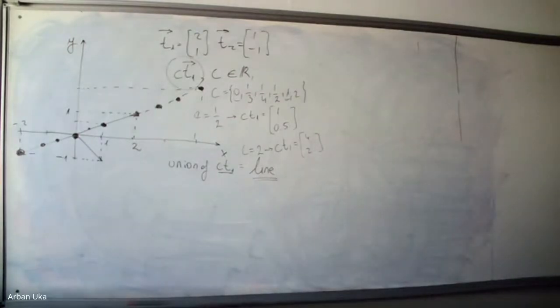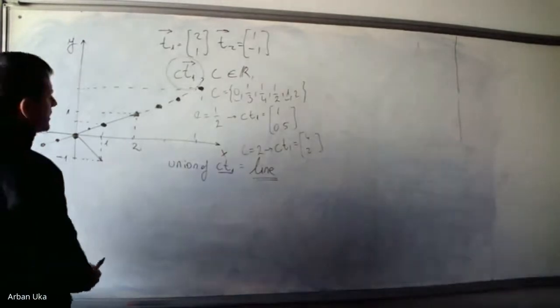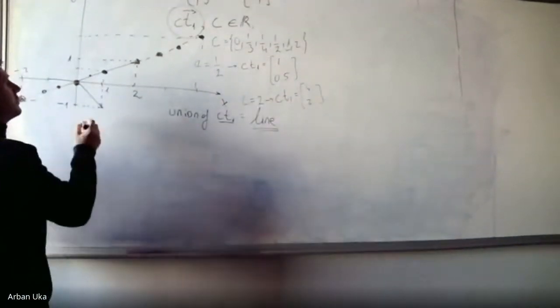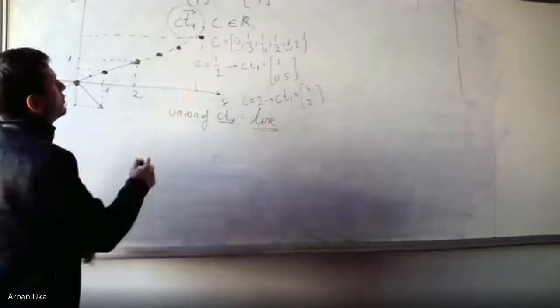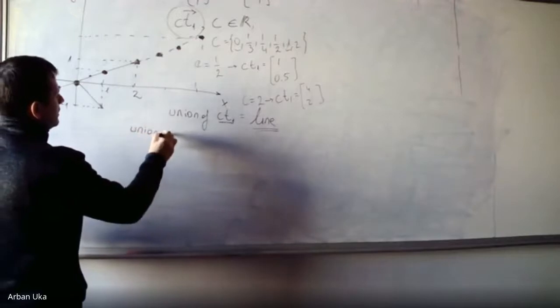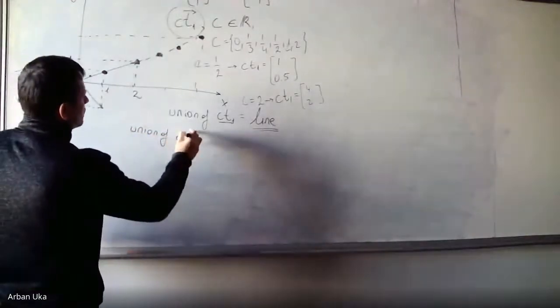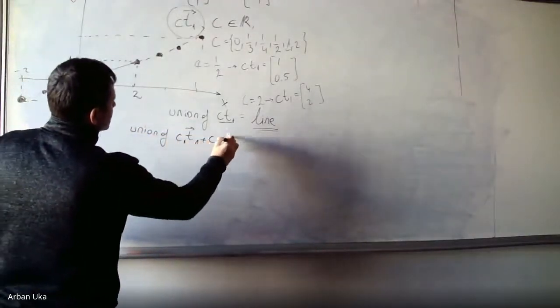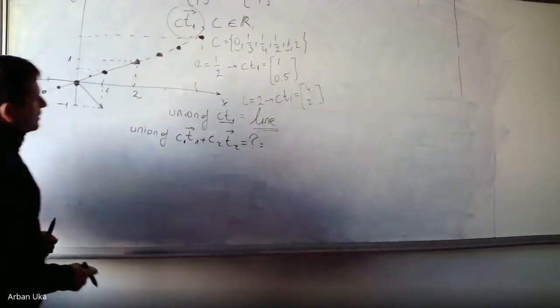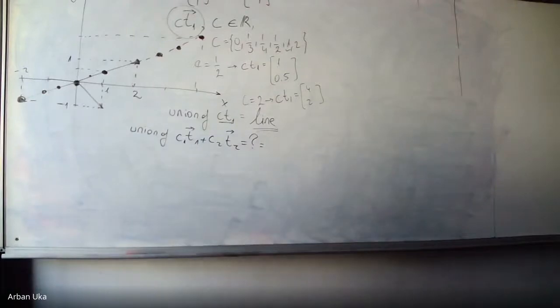That's one example. Now imagine that we have two vectors, T1 and T2. What is the union of C1 T1 plus C2 T2? What is the union of all of these points?